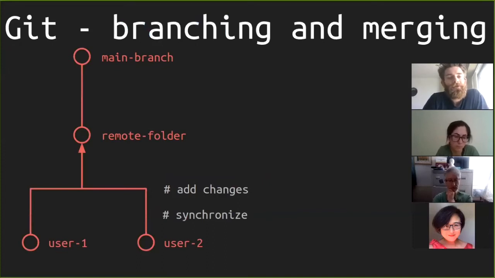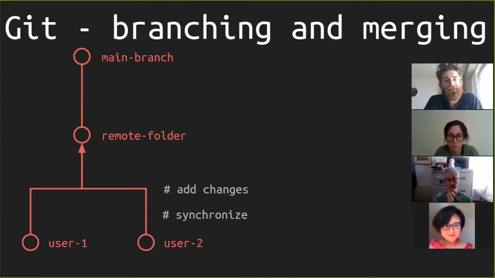So I've done a couple of drawings to try and illustrate what it might look like if we have multiple users working on a single project. If we're working on a single project, it makes sense to host our project remotely, for example, on a remote folder. Dropbox would be an example of this. That's a remote folder.